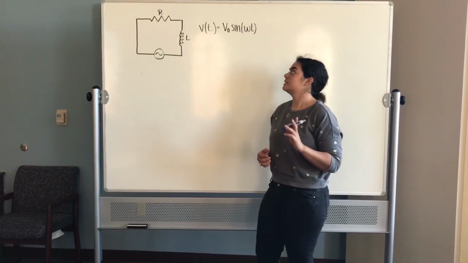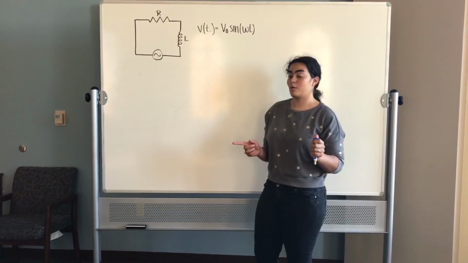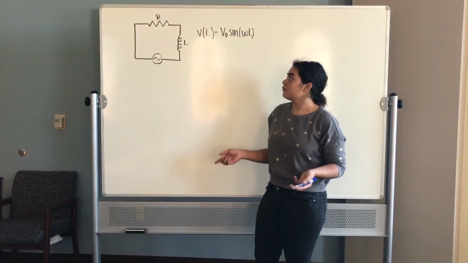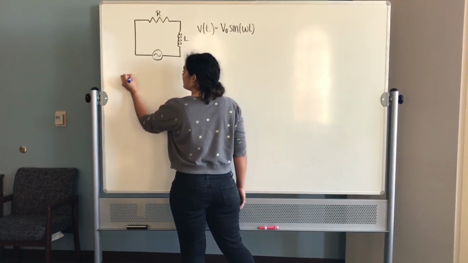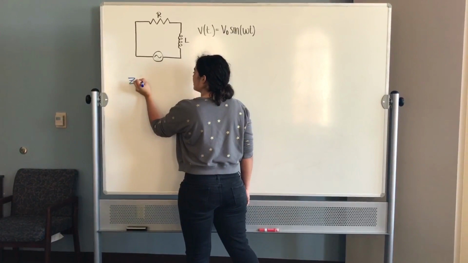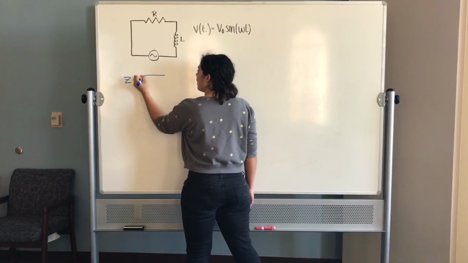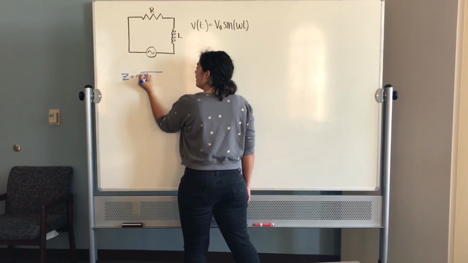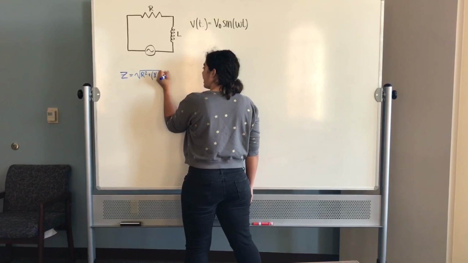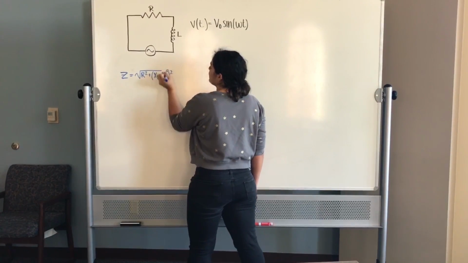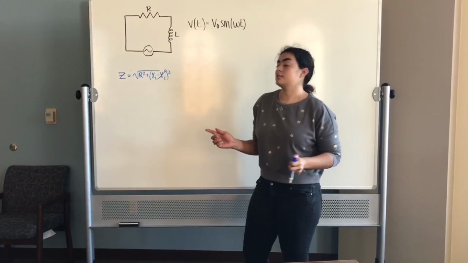Problem 8 of this problem set, and part A of question 8 is asking for the total impedance of this circuit. So our impedance is Z, and it's given by the square root of the resistance squared plus the reactance of the inductor minus the reactance of the capacitor, squared. This value is 0 because there is no capacitor in this circuit.